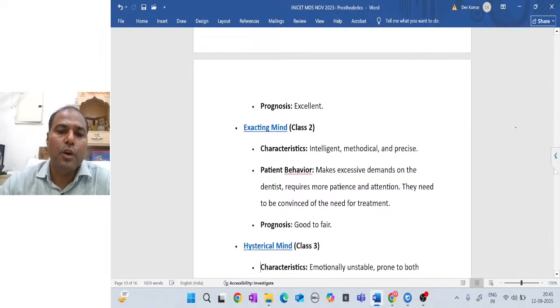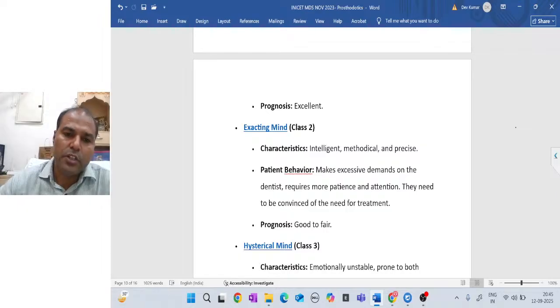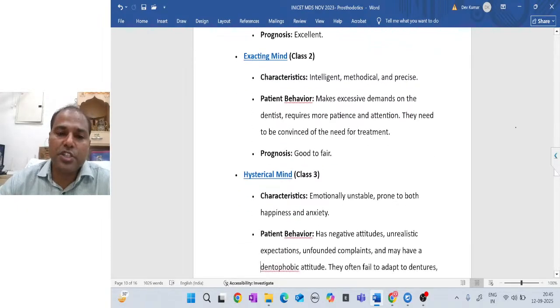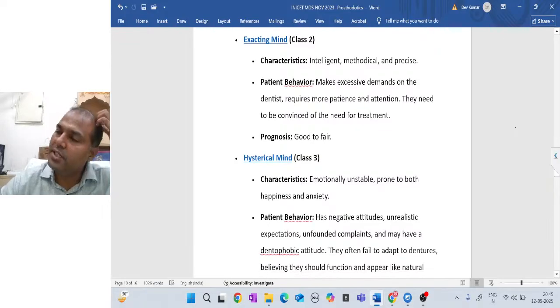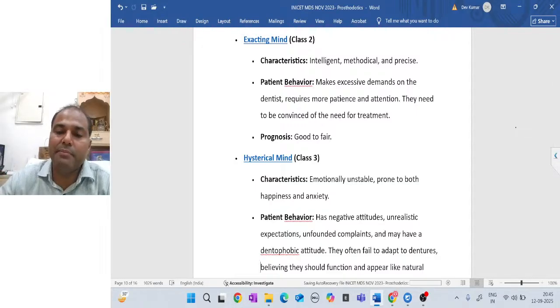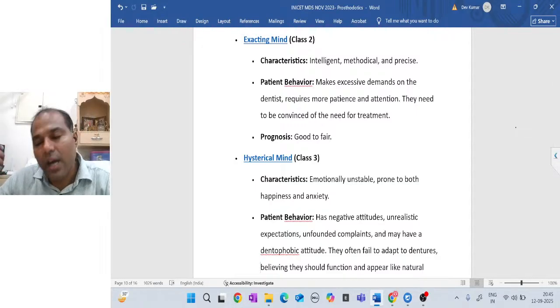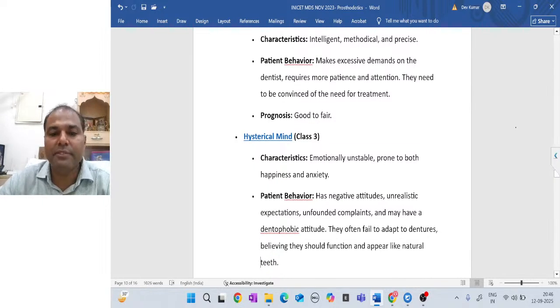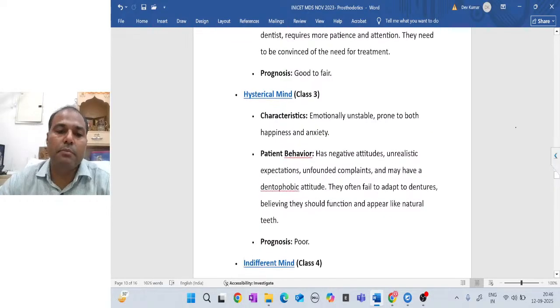But yes, once you have done a good job, the prognosis can still be good to fair. These are the worst patients, hysterical patients. These are emotionally unstable. They may be happy at one time, they may cry at another time, they may have a negative attitude, unrealistic expectations. They are poor adaptive patients, horrible prognosis.